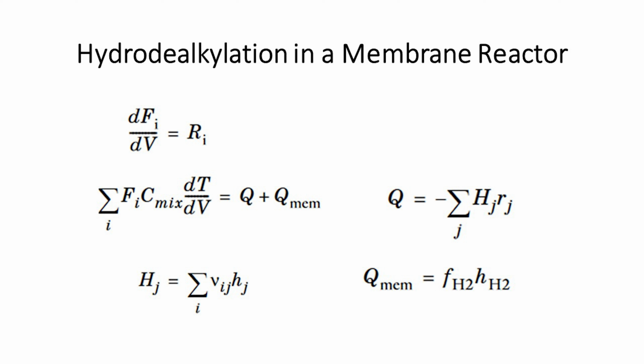Solving the energy balance equation 4 requires the input of the mixture molar heat capacity C mix and the partial molar enthalpy Hi for the reacting species. In this example, these thermodynamic properties are calculated from the property package.